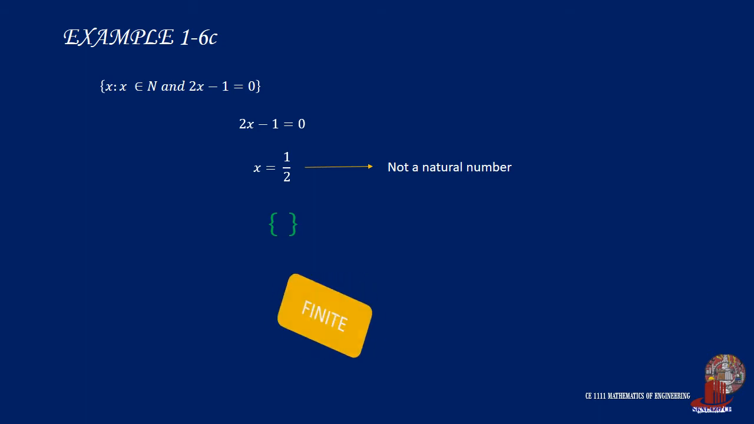For the next example, a set for all the values of x, where x belongs to a natural number and 2x less 1 is equal to 0. Checking on our equation 2x less 1 is equal to 0, we find that x is equal to 1/2. Note that 1/2 is not a natural number, where our set would turn out to be a null set, and this is still finite.